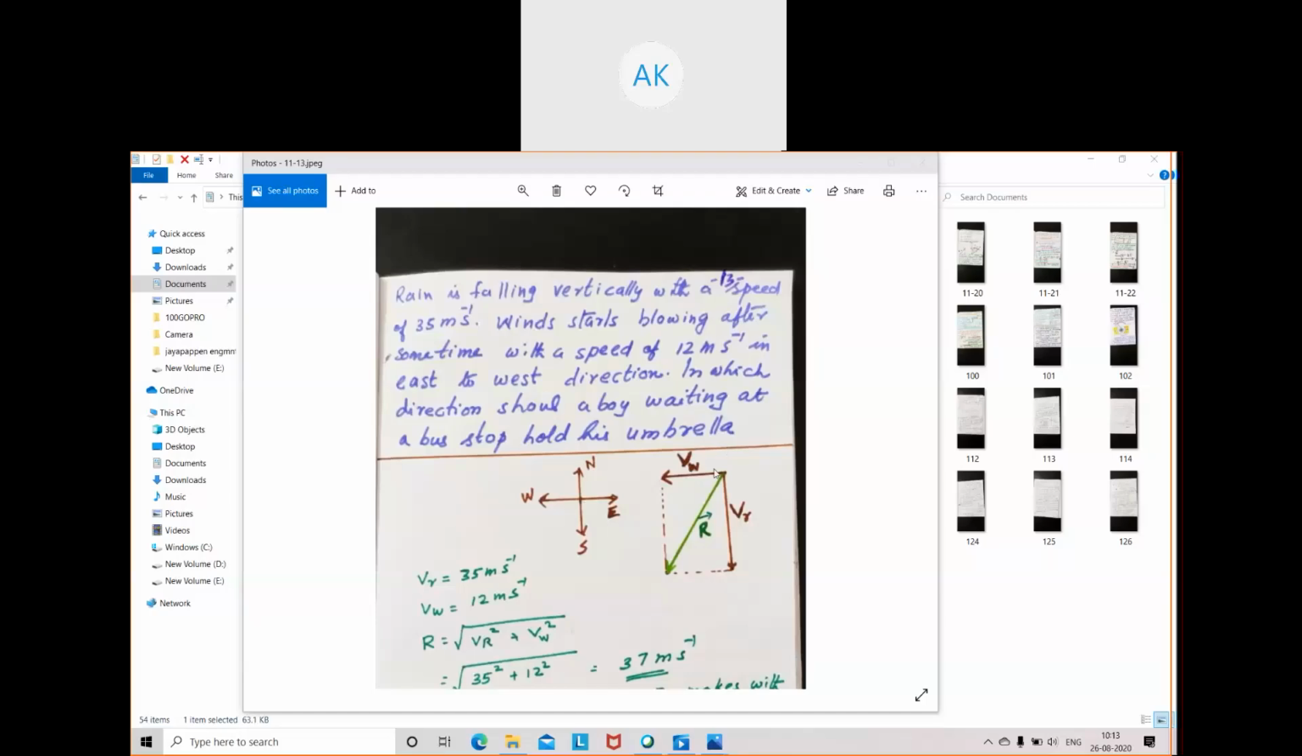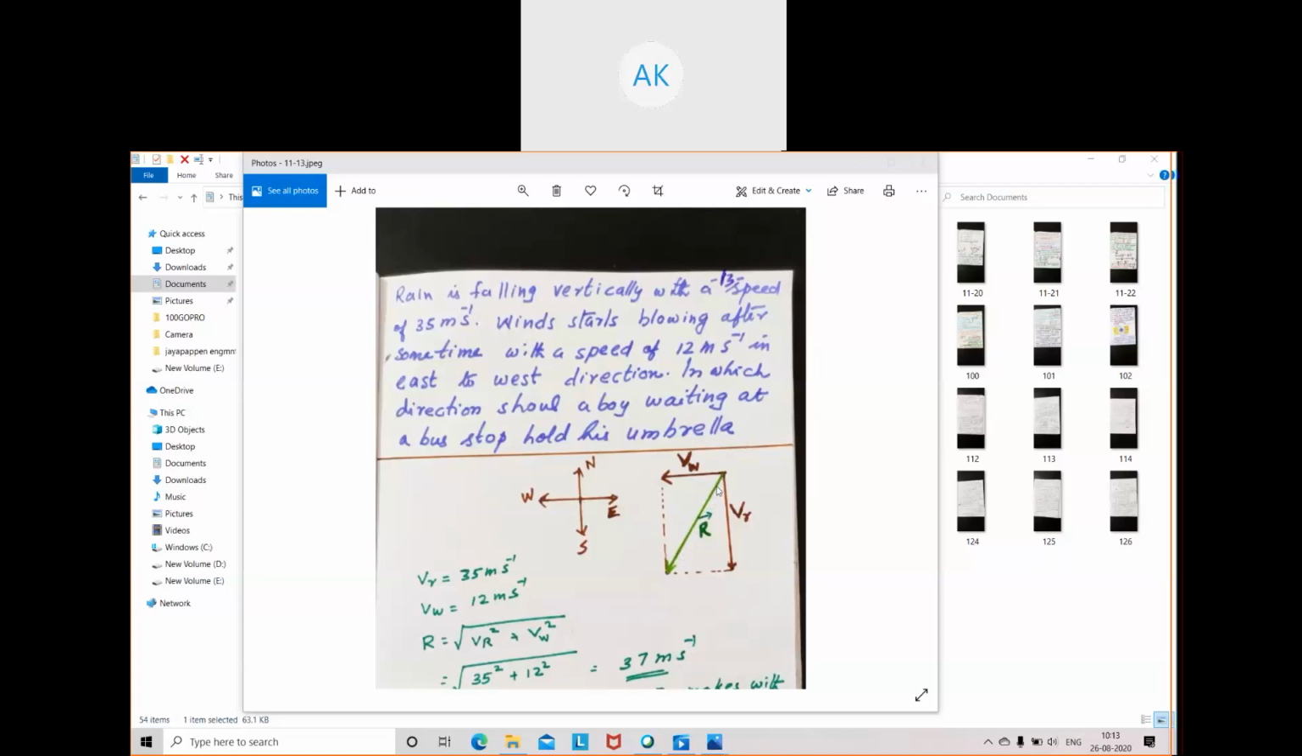If the wind is blowing like this, we should hold the umbrella opposite to that, like this. The person is standing here. The velocity of rain is downwards. The velocity of wind is in this direction, towards the west. So in which direction should he hold it? Opposite to that. So first we have to find the resultant velocity of rain, and we should hold our umbrella opposite to that.